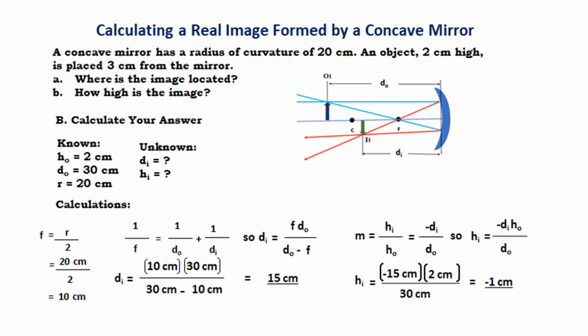Check your answer. Are your units correct? All distances are in centimeters. Do the signs make sense? Positive location and negative height agree with the drawing. Are the magnitudes realistic? The magnitudes agree with the drawing.